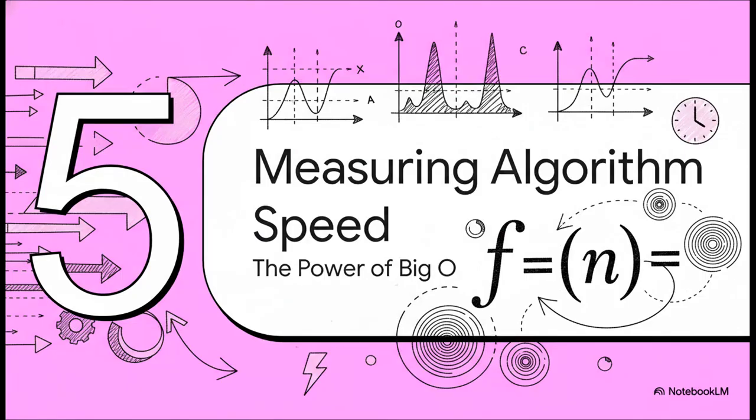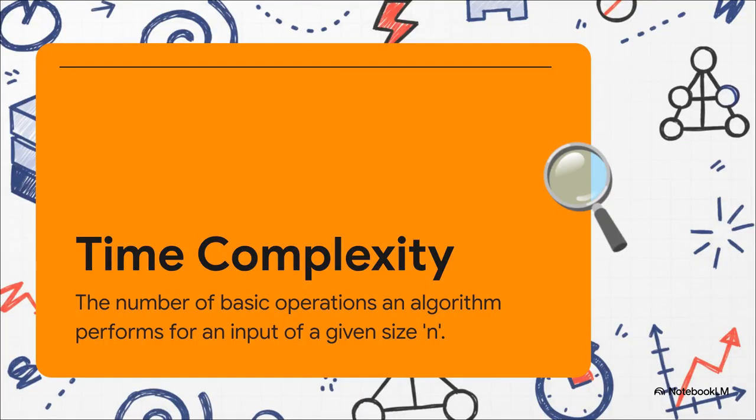So, all this talk about performance brings us to the formal language we use to discuss it. How do we actually measure an algorithm's speed and predict these huge differences? Well, it all comes down to the power of big O. You see, time complexity isn't about measuring seconds or minutes on a stopwatch. It's about counting the number of basic operations an algorithm performs relative to the size of the input, which we just call n. It tells us how the runtime will grow as n gets bigger. Will it grow in a straight line, or will it explode upwards? That's what we need to know.